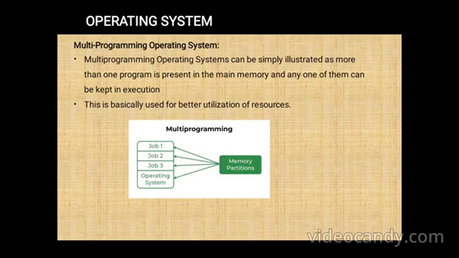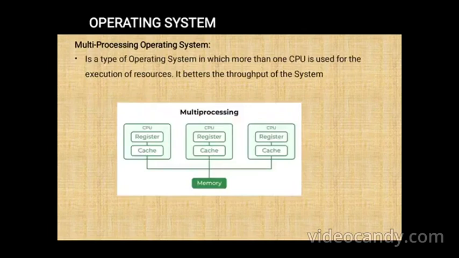So moving on to the next slide, multi-processing operating system. It is the type of OS in which more than one CPU is used for the execution of processes. It betters the throughput of the system. It is an OS that supports multiple processors or cores, allowing multiple processes or threads to execute concurrently, improving the system's throughput and responsiveness. Why are we using it? For improving the system performance and increasing throughput, and for resource utilization also.